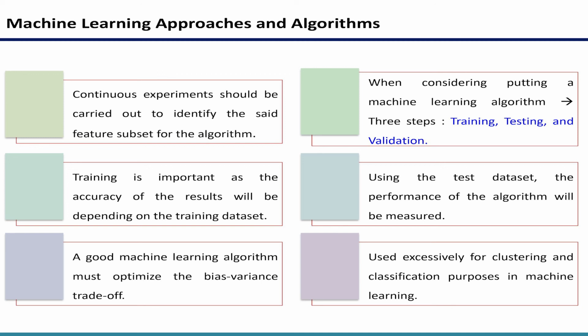So that is training, testing, and validation. This whole machine learning process is based on these three basic steps.